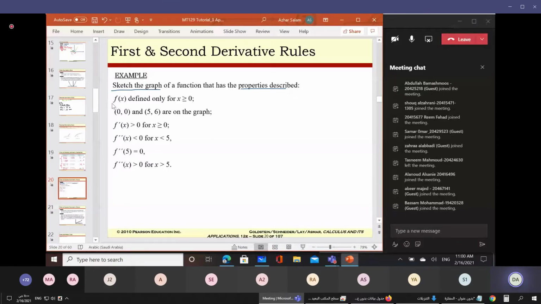Notice here I have a domain, or an interval of definition. f of x is defined only for x greater than or equal to 0. So when I sketch the graph, I will only use the x-axis from the right. Okay, only the positive x-axis, including 0. So it will only be from 0 to infinity. Okay, this is the domain.